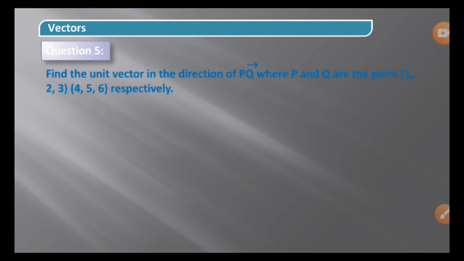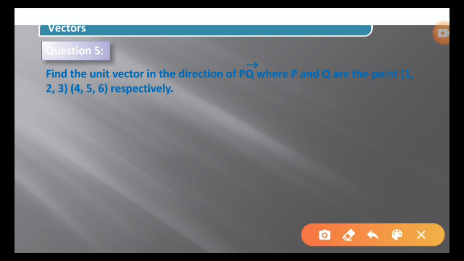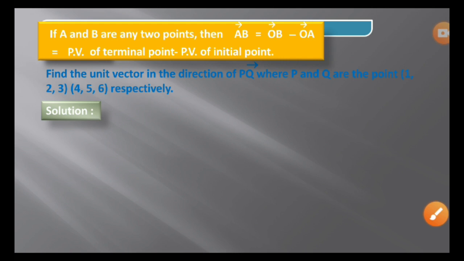Next, another example. Find the unit vector in the direction of PQ when P and Q are the points 1, 2, 3 and 4, 5, 6 respectively. That means P has the coordinates 1, 2, 3 and Q has the coordinates 4, 5, 6. Here, if A and B are any two points, then AB is always equal to OB minus OA vector, meaning position vector of terminal point minus position vector of initial point.